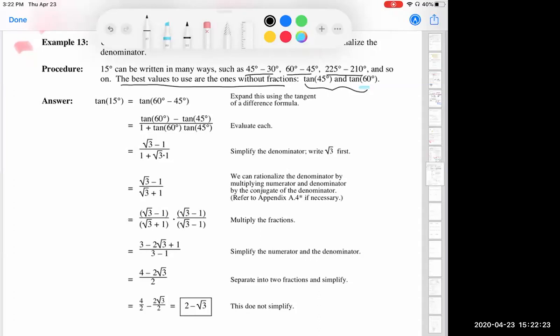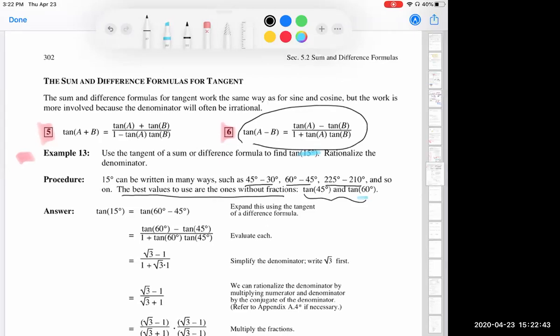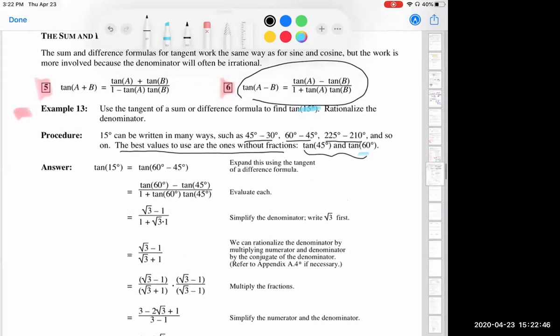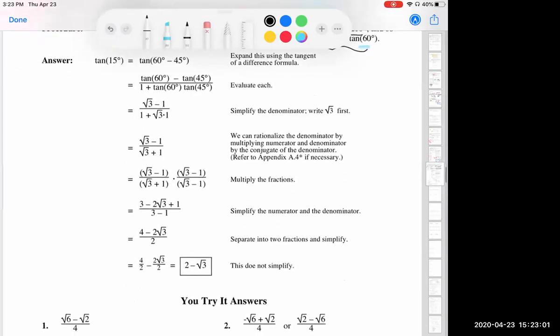So we write tangent of 60 minus 45, tangent of 60 minus tangent of 45, and we're just setting up for our formula above, right? So this formula here: tangent of A minus tangent of B over 1 plus tangent of A times tangent of B. We're just replacing values. Okay, tangent of 60 gives us radical 3. Tangent of 45 is 1. Over 1 plus tangent of 60, which is square root of 3, times tangent of 45, which is 1. All right, we go ahead and simplify.